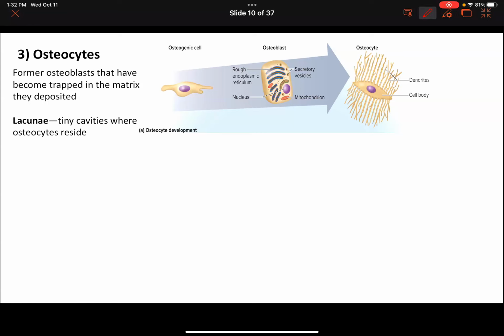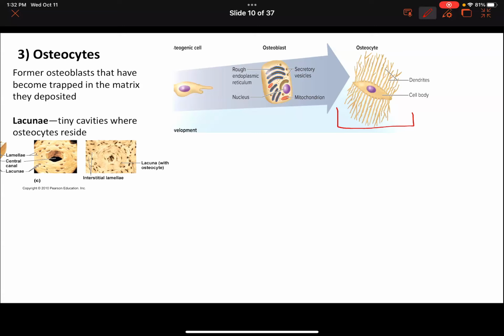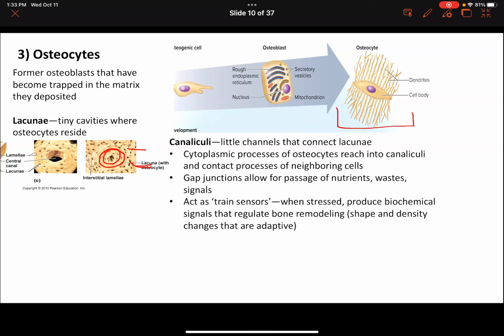Here's a nice image of an osteocyte with its cell body and its dendrites reaching out. Here you can see in this image, we've got these concentric rings or lamellae of matrix, and within there are these lacuna, or these darker regions, which are the cavities that house the osteocytes. Canaliculi are basically little channels that are going to connect lacuna so that osteocytes can communicate with each other.